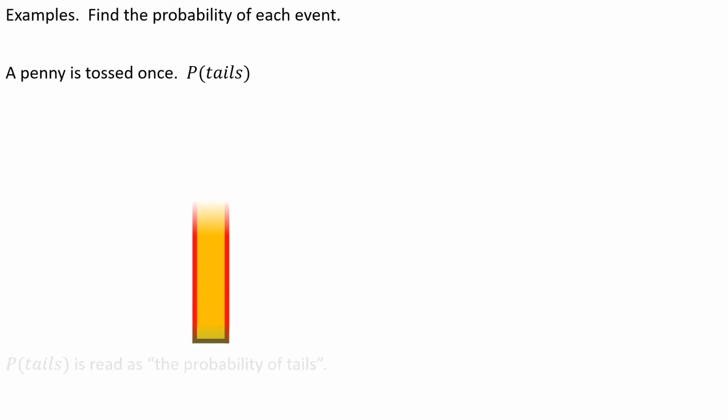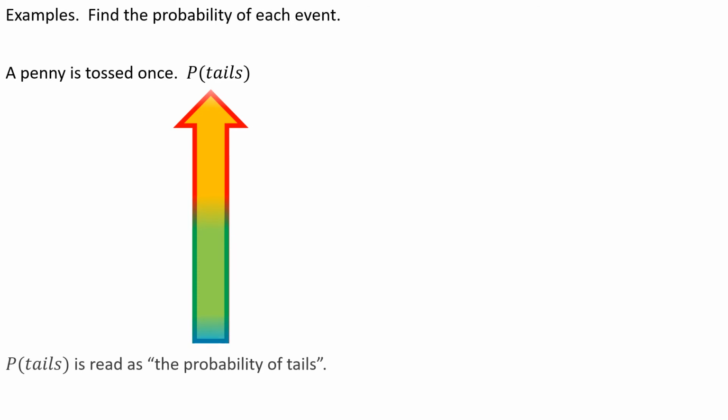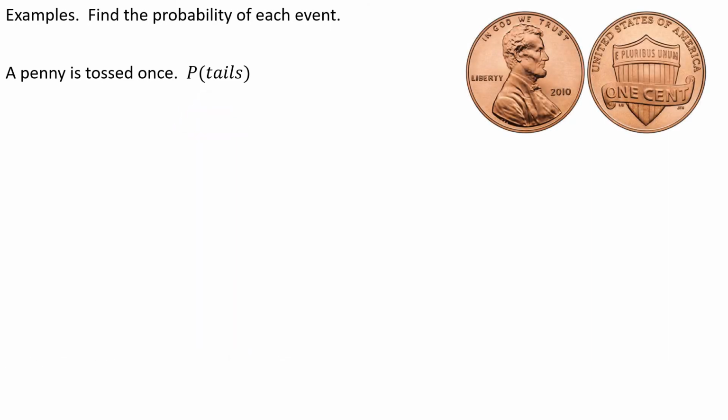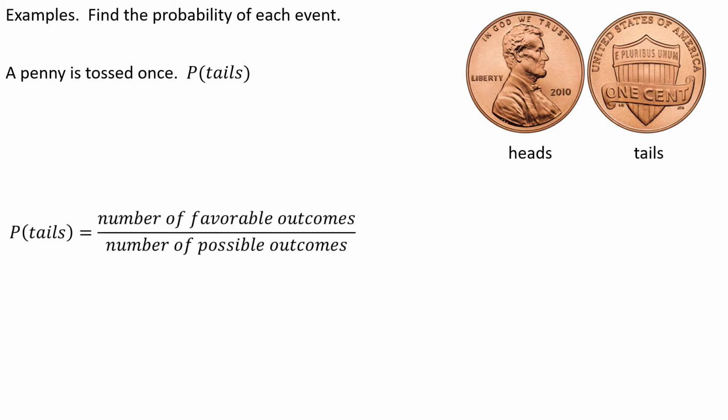Okay, so let's find the probability of each event. So we toss a penny one time, and we want to find the probability of tails. And that's how I write probability of tails. Of course, a penny has two sides. One side is considered heads, one side is considered tails. And so I need to know the number of favorable outcomes and the number of possible outcomes.